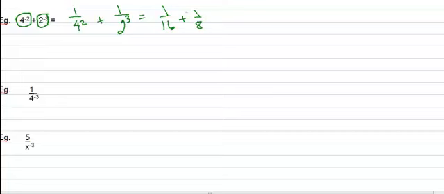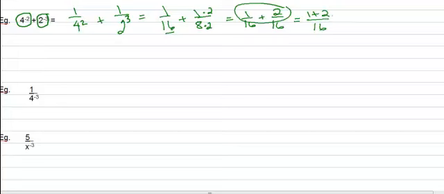And now we have to actually add these, and that means we have to go back to our addition rules where we need to get an LCD. The LCD is obviously 16. So I'm going to multiply this by 2. That means I have to multiply the numerator by 2. So that gives me 1/16 plus 2/16. Add the numerators, 1 plus 2 over 16. And you're done.